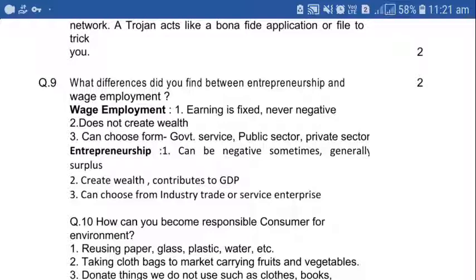But in case of entrepreneurship, you can write here, can be negative sometimes. So an entrepreneur may be negative sometimes, but generally entrepreneurs create surplus wealth. Second point you may write, creates wealth for the country, contributes to the country's GDP. Number 3 you can write here, can choose from industry, trades, or service enterprises. So entrepreneurs choose their work, either they want to provide a product to the people or provide a service to the people. So they are free. So you can write any differences in your own words.